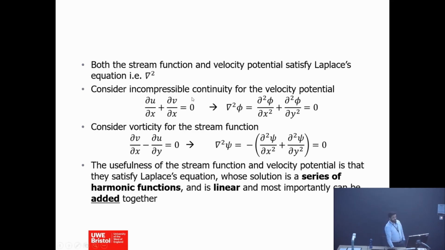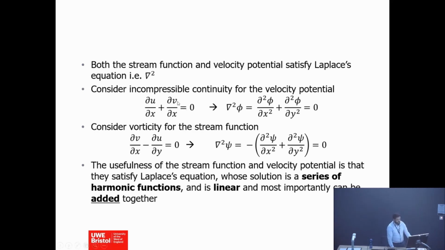So if we take the conservation of mass, also known as the continuity equation, and express it mathematically for this potential flow model, we can write it as this: du dx, remember u is the velocity component in the x direction, plus dv dy, equal to 0. Okay?